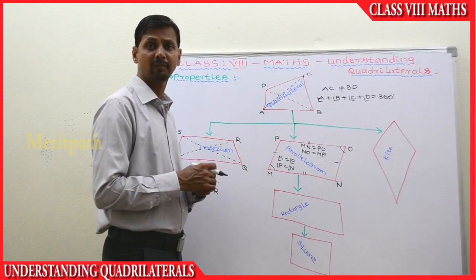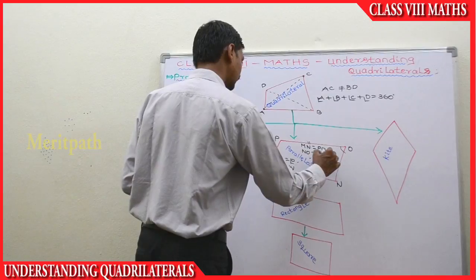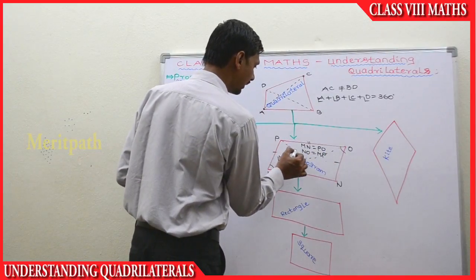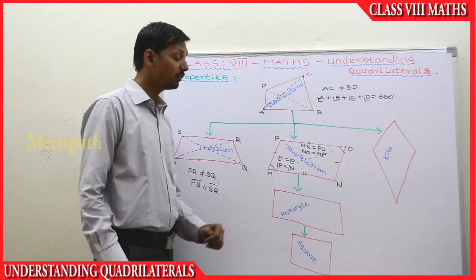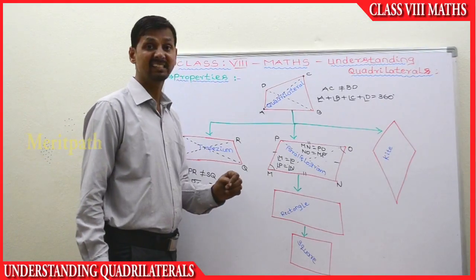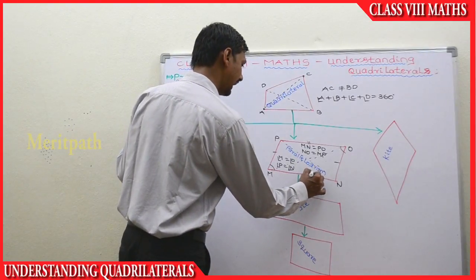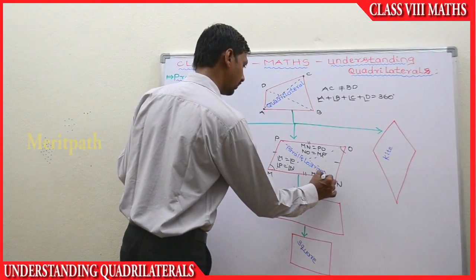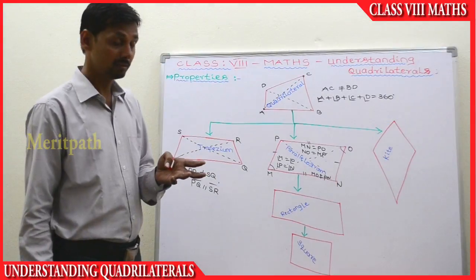Coming to the diagonals, when we draw the diagonals of it, the lengths of the diagonals are not equal, because the length of MO is not equal to PN, and MO is greater than PN. So here we can see that MO is not equal to PN. The lengths of the diagonals are different in this.